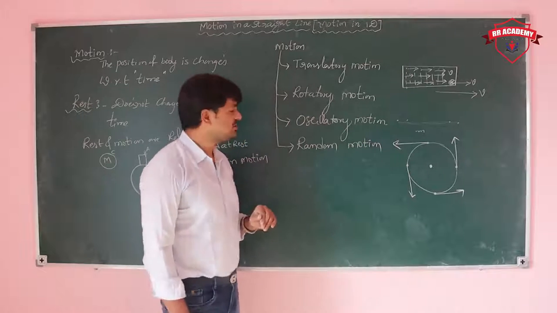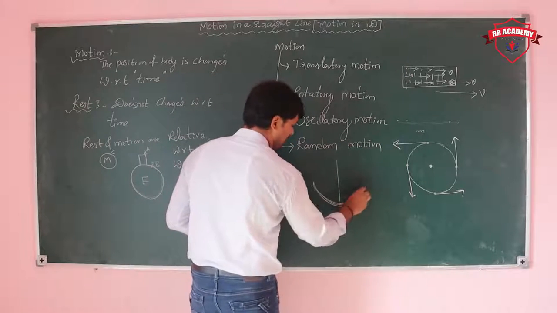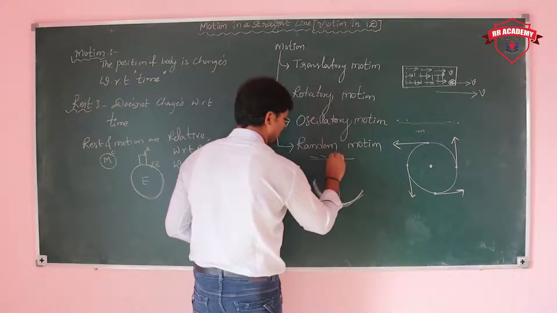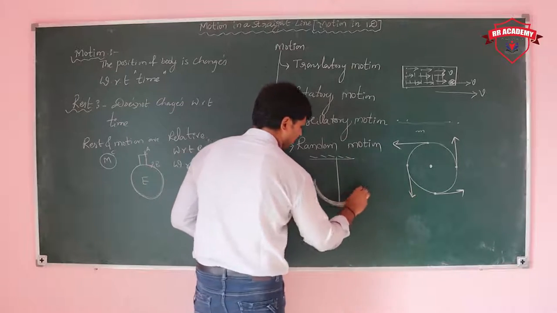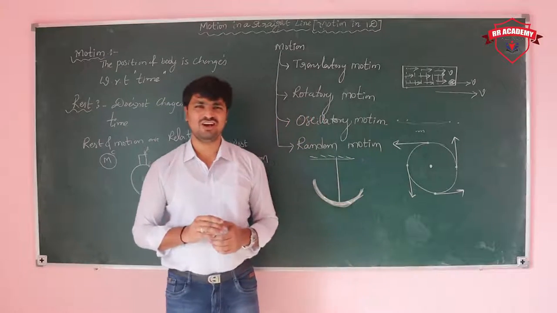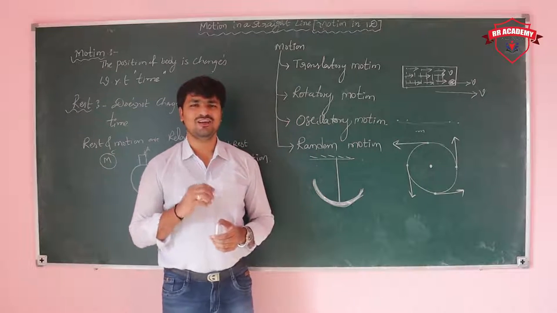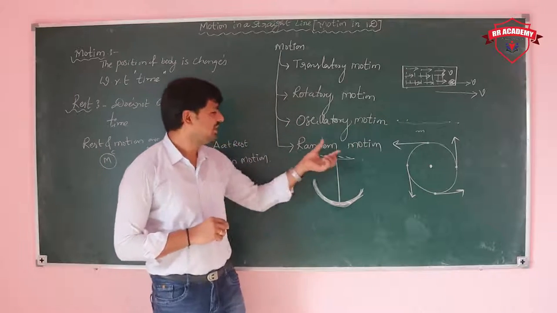oscillatory motion. Oscillatory motion means simply to and fro motion. To and fro motion of your body about a fixed point, that we can say is oscillatory motion. The to and fro motion of your body about a fixed point is called oscillatory motion. Pendulum is the best example.